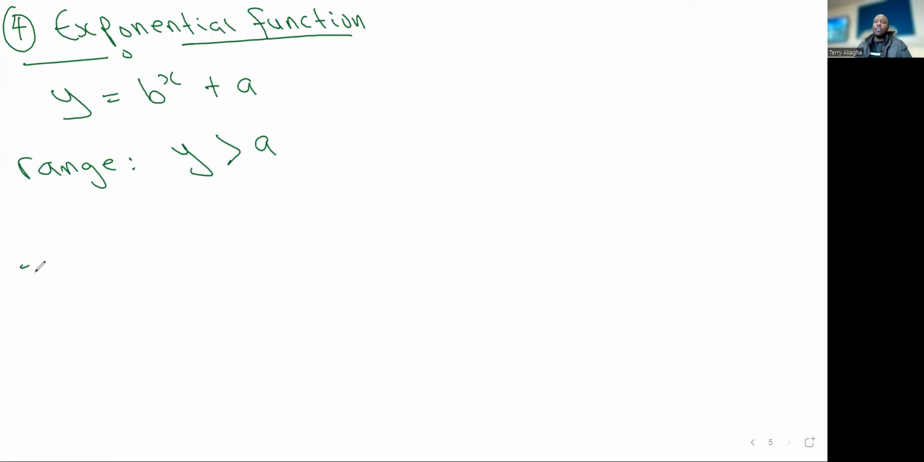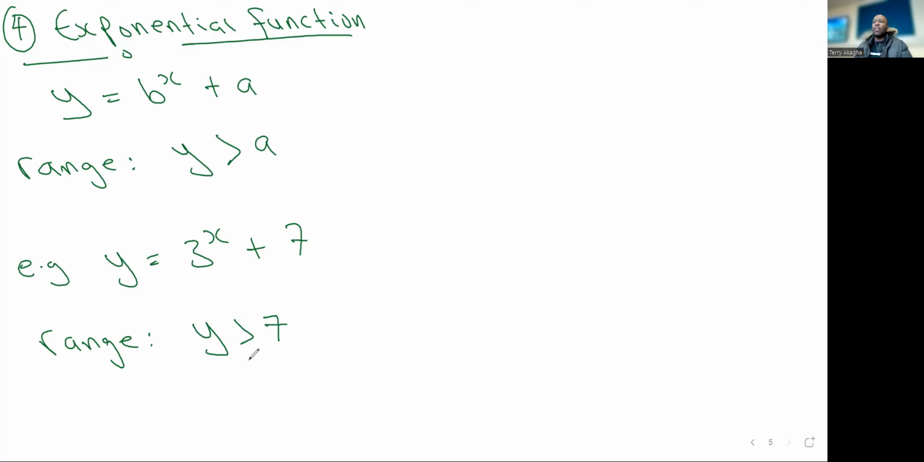So for example, if you have y is equal to 3 raised to the power x plus 7, and you were told to find the range, okay? In this case, the range will be y is all real numbers where y is greater than what? 7. And that is it. So that's for exponential function. The range is always greater than the constant added to the exponential function.